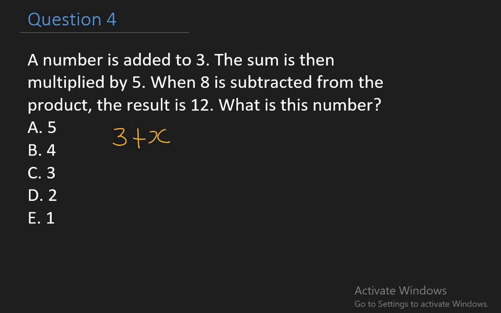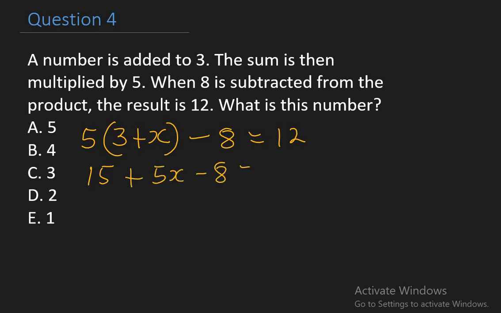The sum of this is multiplied by 5. Then when 8 is subtracted from the product, the result is 12. What is the number? I've generated an equation for the number. So 5 times 3 is 15. Plus 5 times x is 5x minus 8 equal to 12.